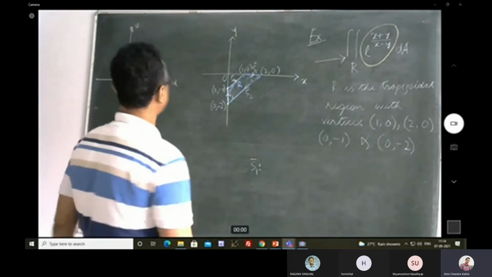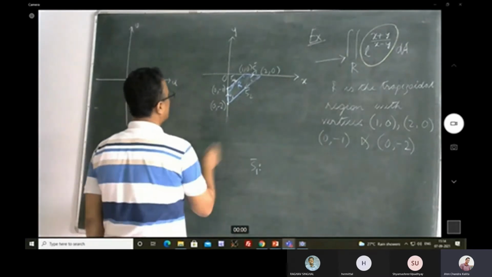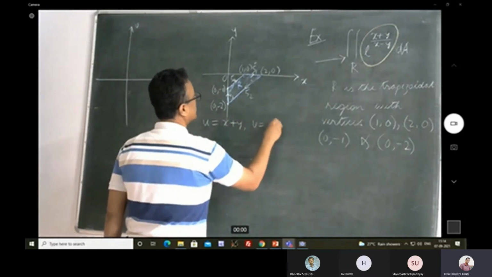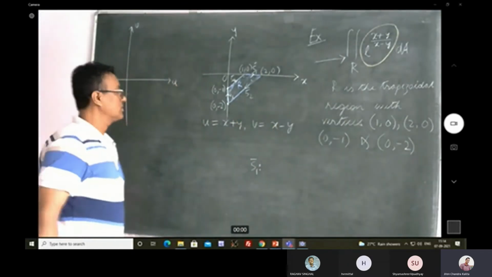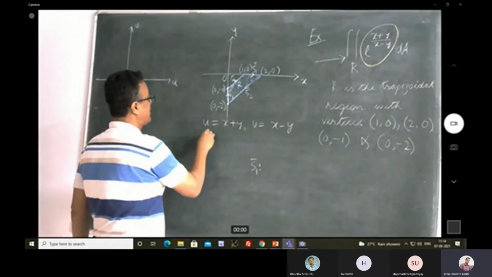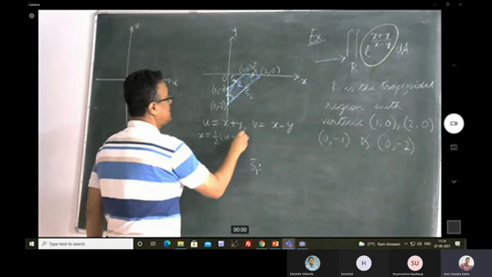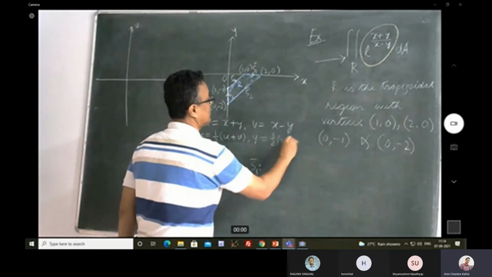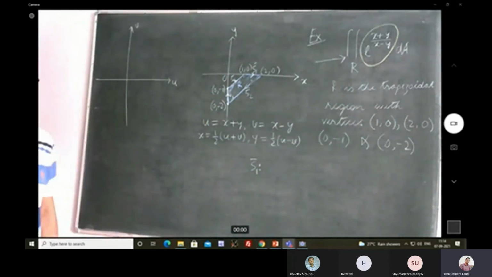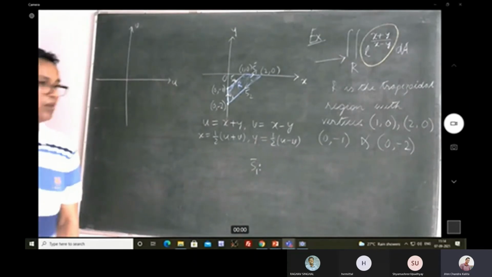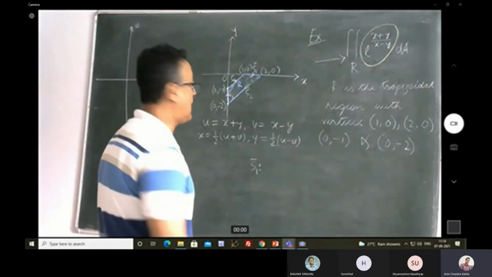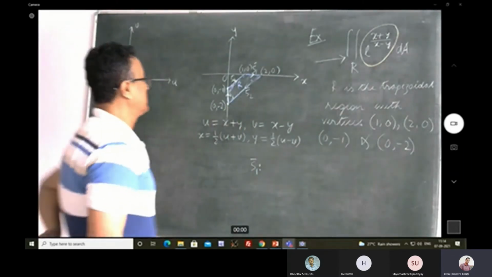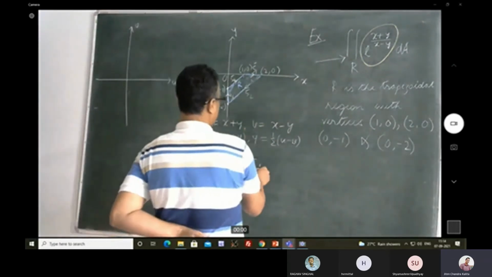So if your transformation is u equal to x plus y and v equal to x minus y, then obviously we will be able to find x in terms of u and v, and similarly y also in terms of u and v. It is straightforward. Now let us see under this transformation how we can get the region in the UV plane.